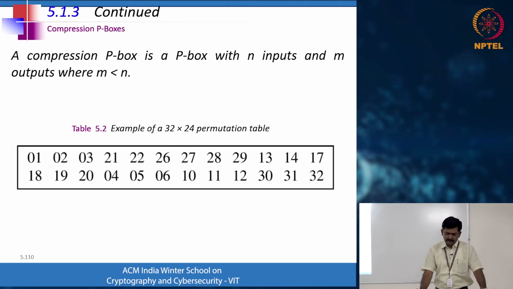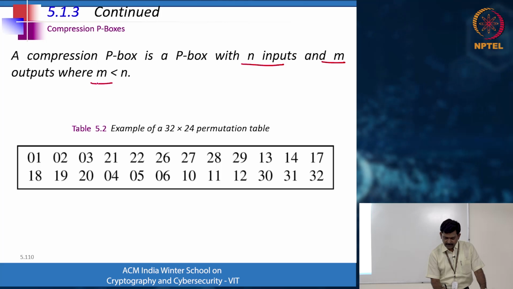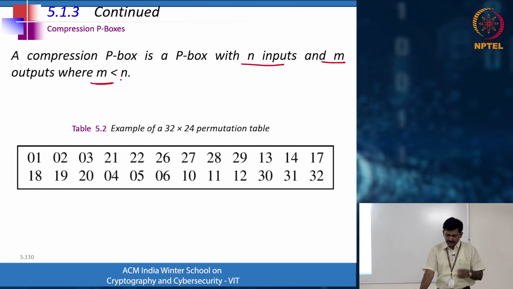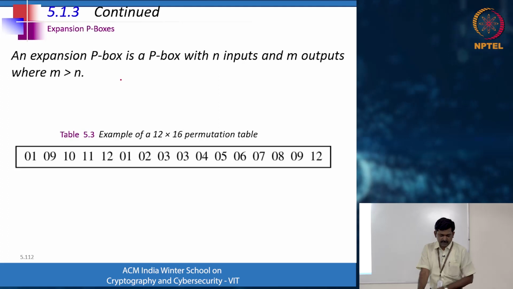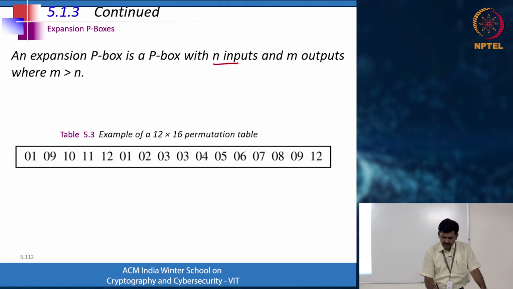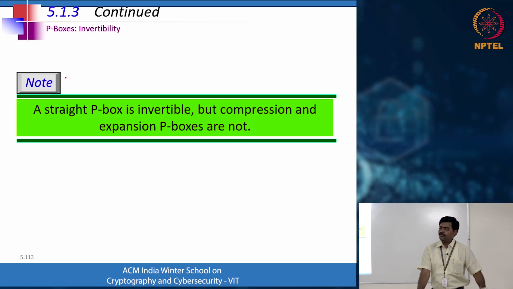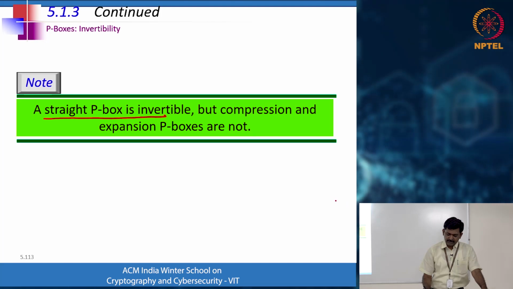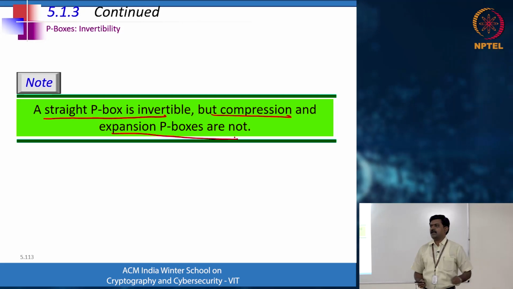If you look at the compression box, it is with n inputs and m outputs, where your output bits are less than the inputs. That's what we have checked. Similarly, you have an expansion box with n inputs and m outputs, where now the number of outputs is more. So finally, to conclude this, your P box is invertible, especially the straight P box, but compression and expansion P boxes are not invertible.